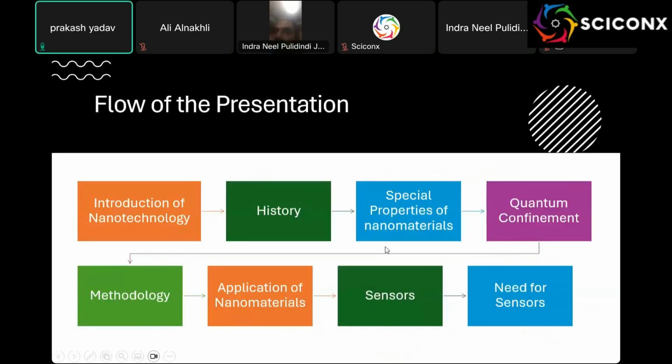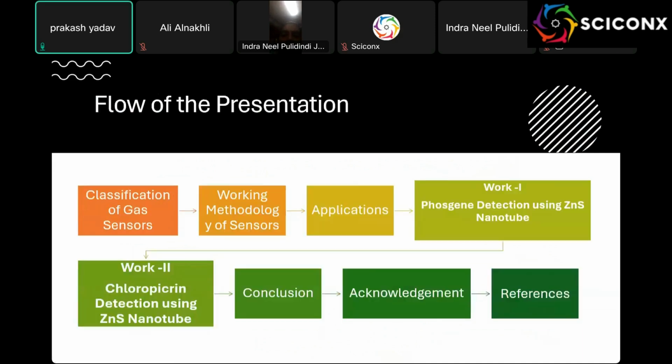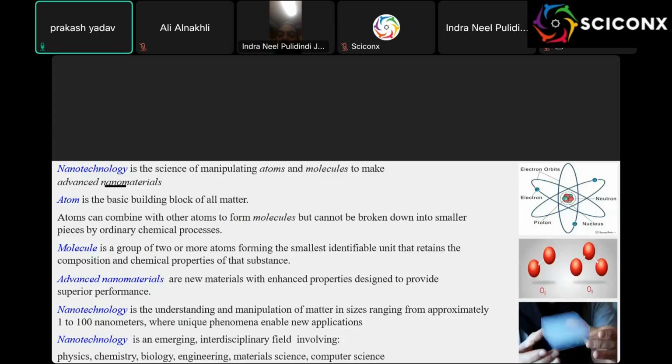This is the flow of my presentation. Firstly, I discuss the introduction of nanotechnology. After that, I go to the brief history and special properties of nanotechnology. After that, the meaning of quantum confinement, methodology, and applications. Then I switch to my talk on sensors: why we need sensors, the classification of sensors, working methodology of sensors, applications, and my work on phosgene detection using ZnS nanotubes and fluorpyrifos detection using ZnS nanotubes. After that, I conclude my talk, with acknowledgements and references.